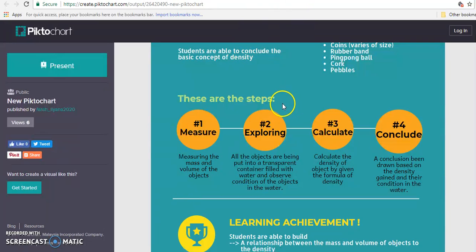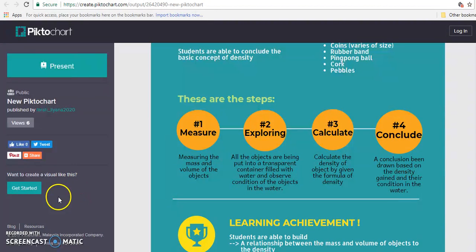The second step is explore. We let the students explore which objects will float and sink. All the objects are put into a transparent container filled with water, and they observe the condition of the object in water.